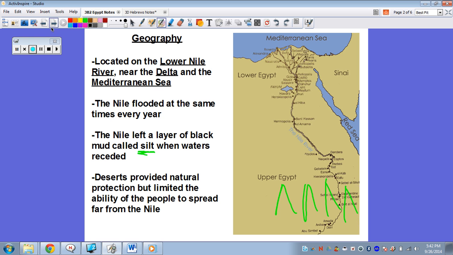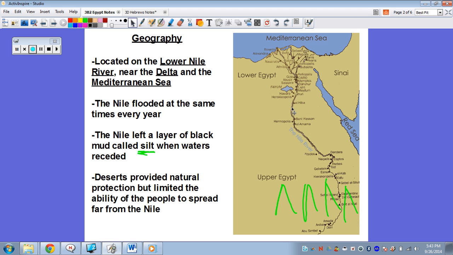Alright, here we go. Egypt. Egypt is located on the Lower Nile River, near the Delta and the Mediterranean Sea. So the Lower Nile River, remember the Nile is upside down, so we got the lower here, the upper is to the south. And the reason it is that way, guys, is remember it's higher elevation in Upper Egypt and it flows down into the lower elevation.